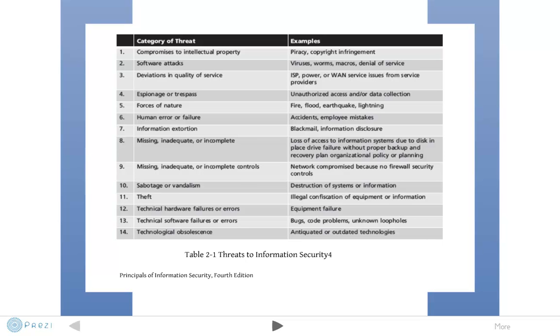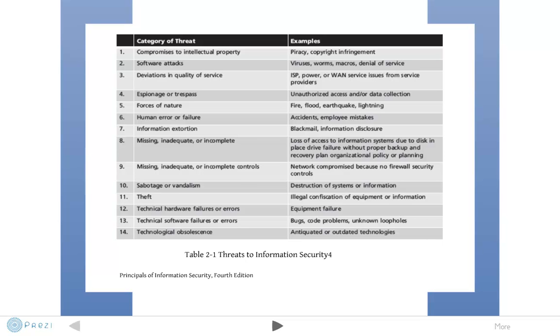Missing, inadequate, or incomplete information. So loss of access to information systems due to drive failure without proper backup and recovery plan, organizational policy, or planning. So this is a serious matter, and that's why last week or Monday I mentioned that it's necessary for a security professional to be knowledgeable in overall IT operations.